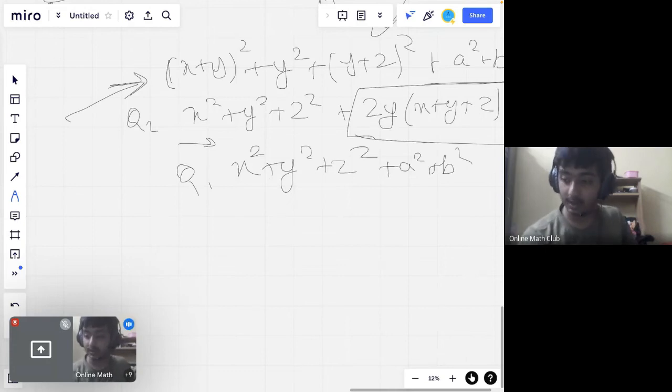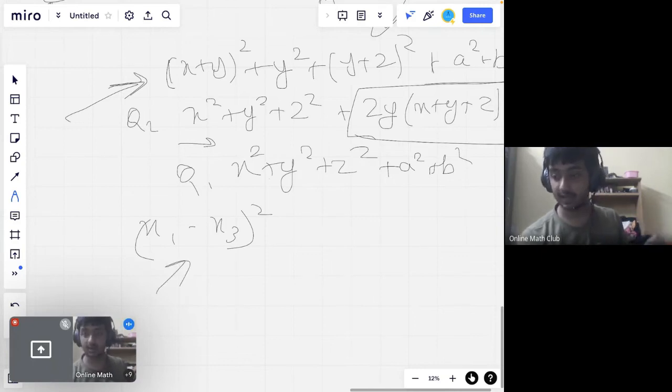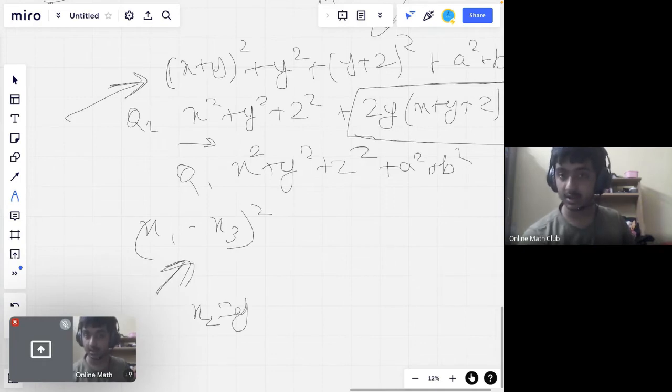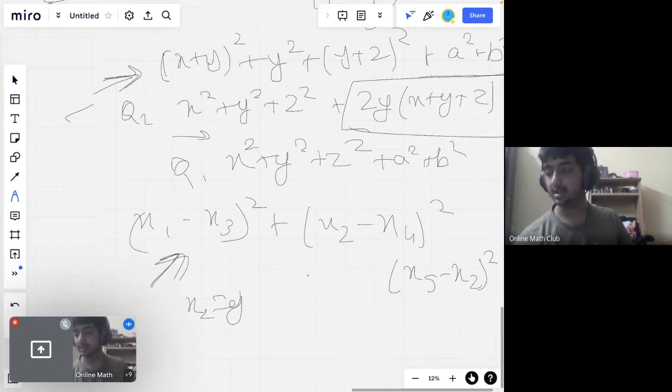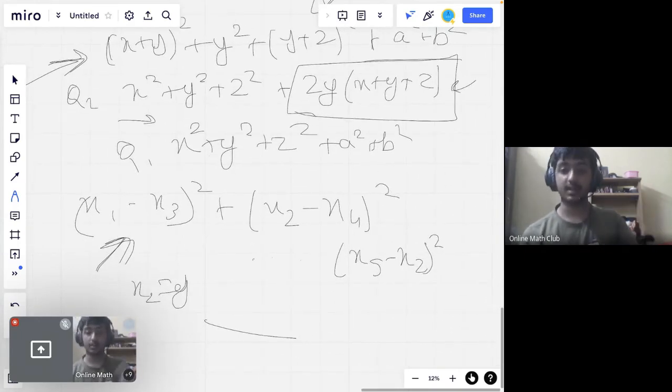A quantity we look at is (x1 minus x3) whole square. And look, this remains constant, right? If we choose x2 as y, then this remains constant. So this is useful for that reason. Minus (x2 minus x4) whole square, and so on and so forth. I think the last term will be (x5 minus x2) whole square. You'll have x3 minus x6, x5, x4 minus x1, and x5 minus x2, right?